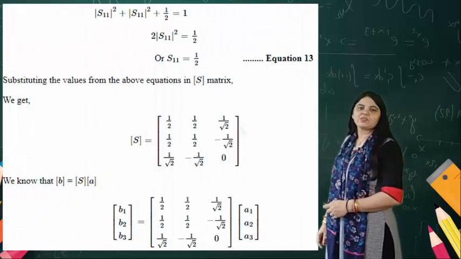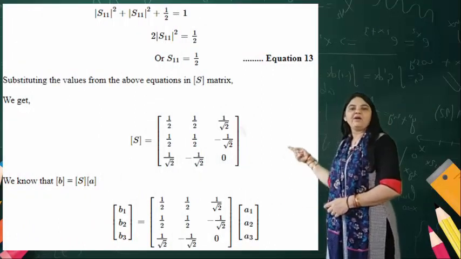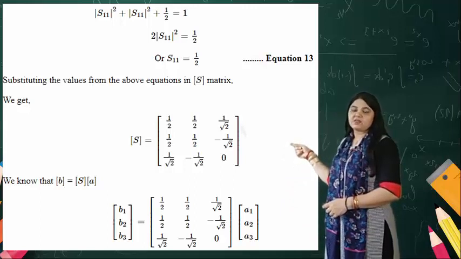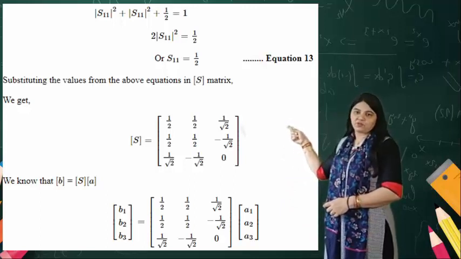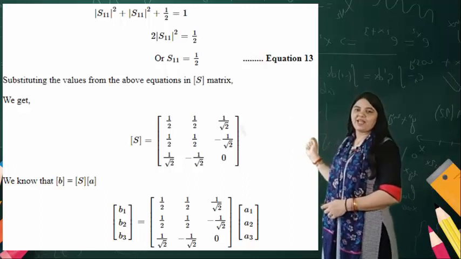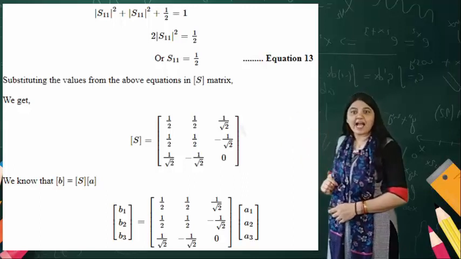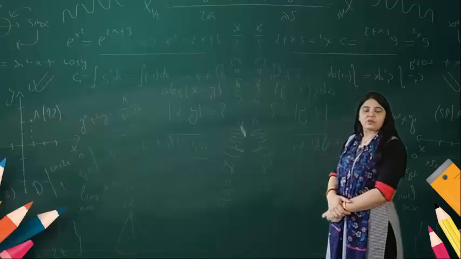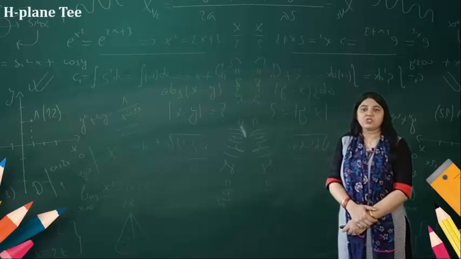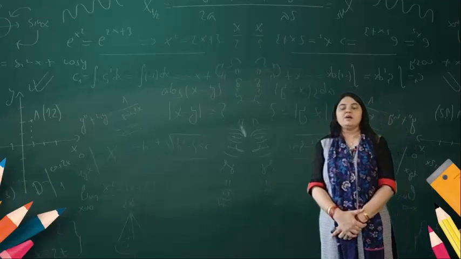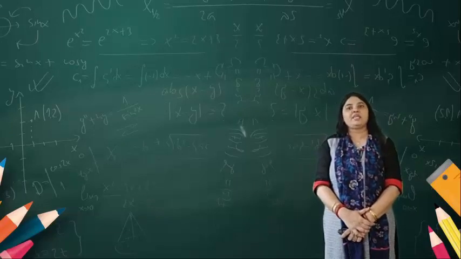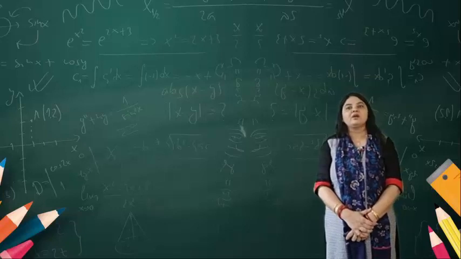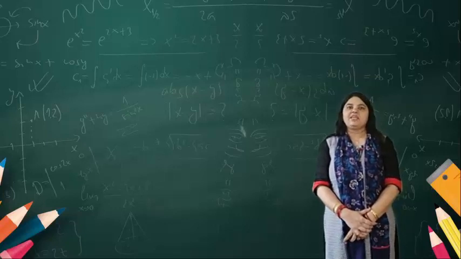By putting the values inside the equations, we can have the E-plane tee S matrix as this. When you are applying the input from port number 1, the output available at port number 1 is 1/2, so half of the power is obtained. This way we are able to find the relationship for the E-plane tee, and you can have an idea about the behavior of the E-plane tee.